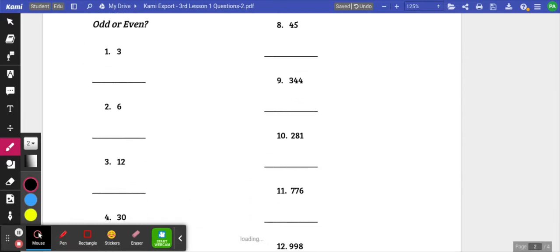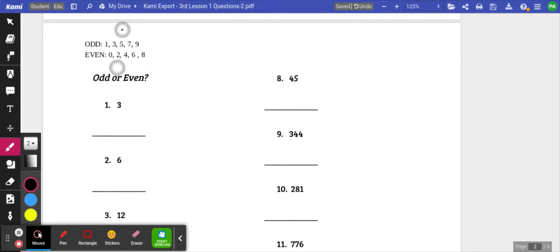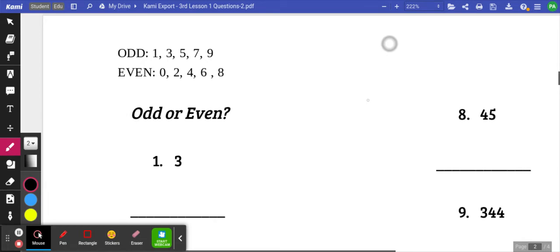Next, we're going to determine if these numbers are odd or even. So really quick recap. When a number ends in 1, 3, 5, 7, or 9, then the number is odd. When the number ends in 0, 2, 4, 6, or 8, it's even. Now, the most important thing to remember with these numbers is that it has to end in these numbers. It's not begin with nor in the middle, it has to end. So let's look at some, for example.